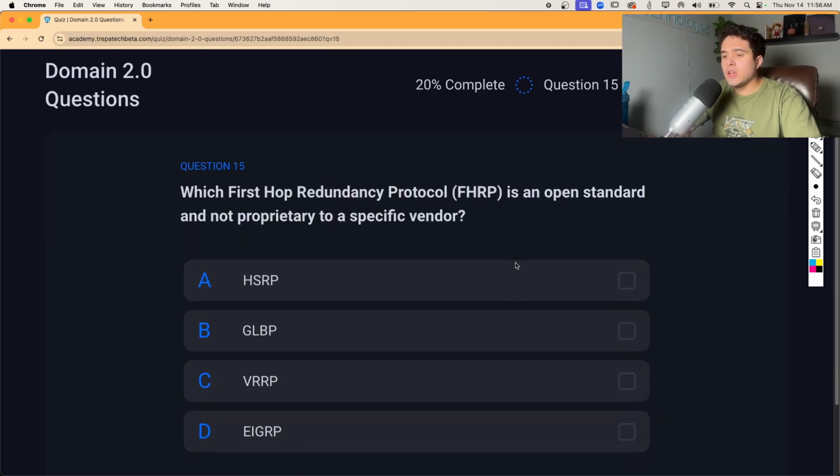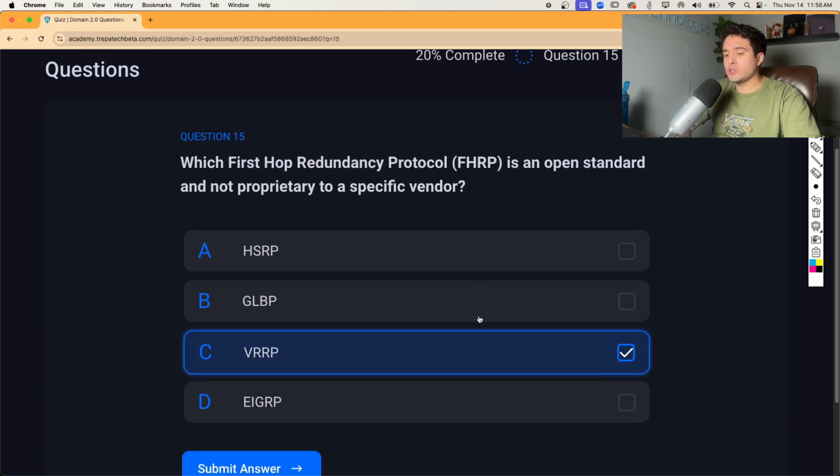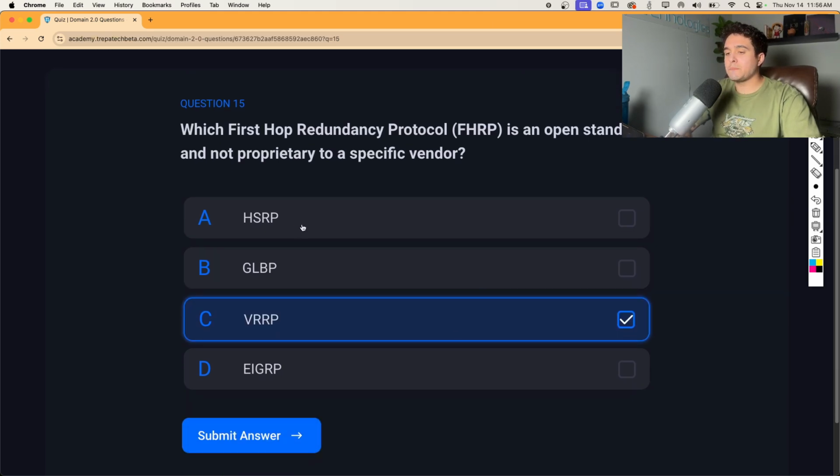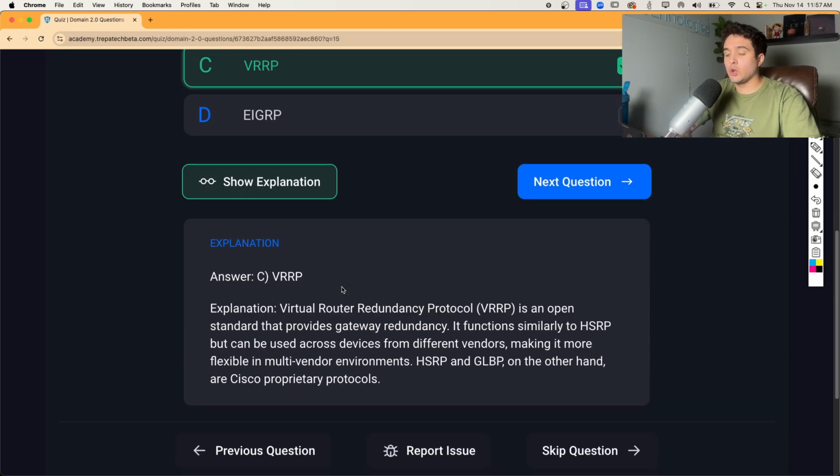Question 15. Which first hop redundancy protocol is an open standard and not proprietary to a specific vendor? That is going to be VRRP, the Virtual Router Redundancy Protocol. HSRP and GLBP, well, HSRP is Cisco proprietary, and so is GLBP. So go ahead and pause the video if you'd like to read the explanation.